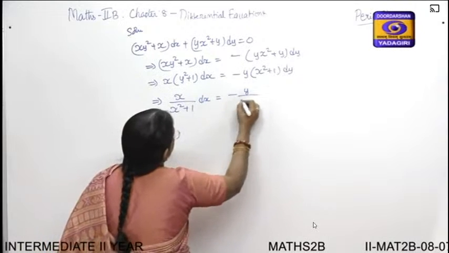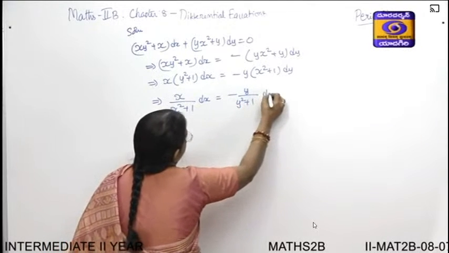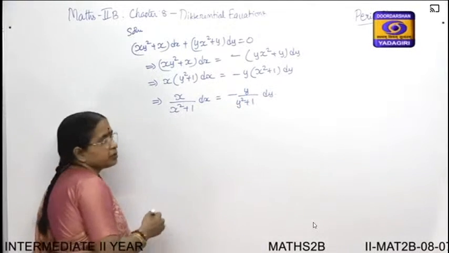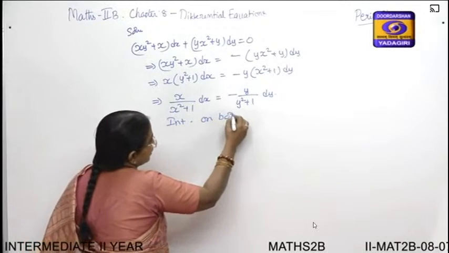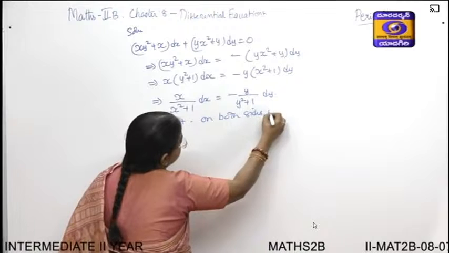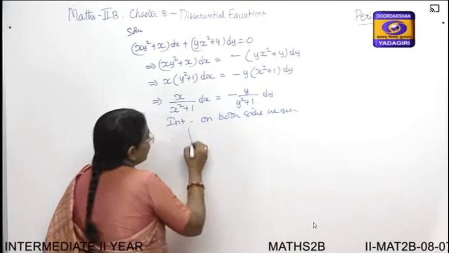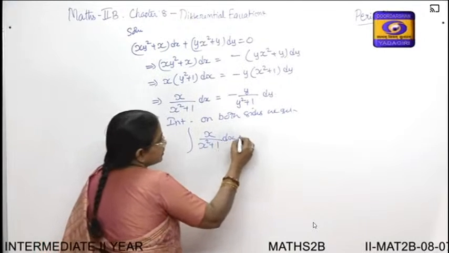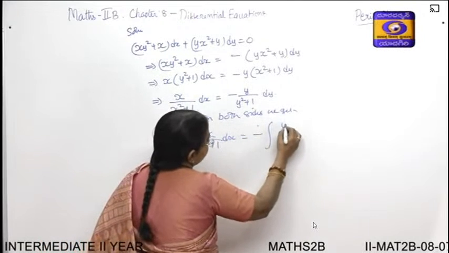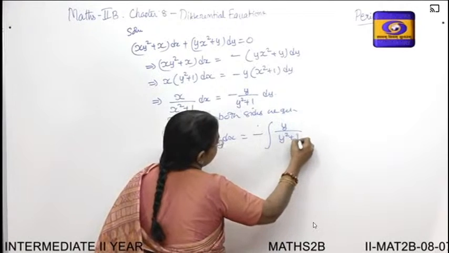Minus y by y square plus 1 dy. Integrate, now the variables are separated. So integrating on both sides, we get integral of x by x square plus 1 dx is equal to minus integral of y by y square plus 1 dy.